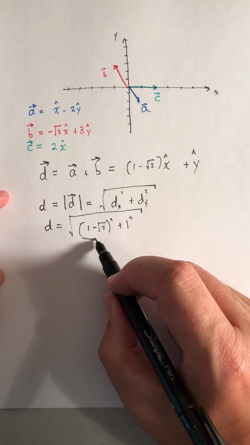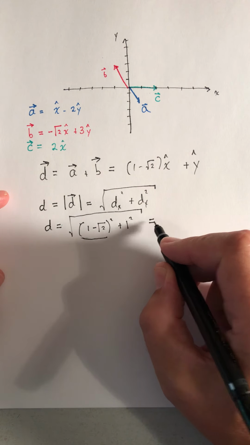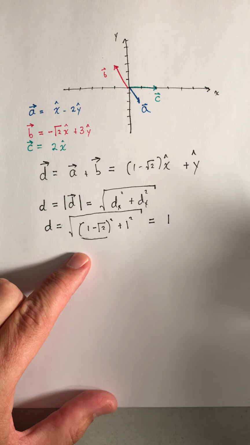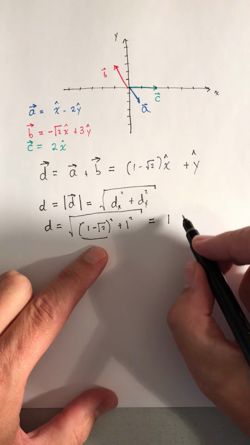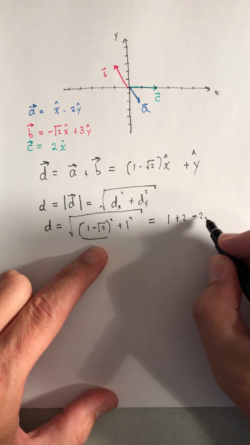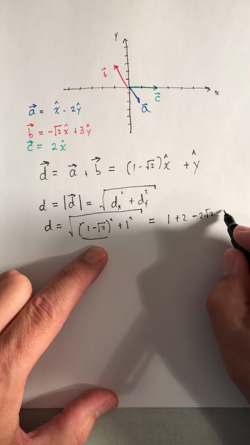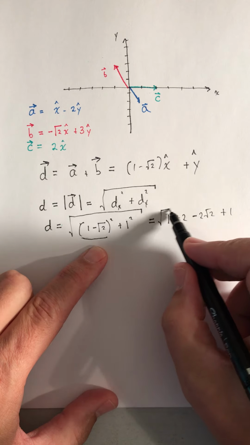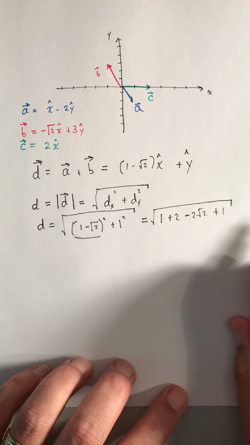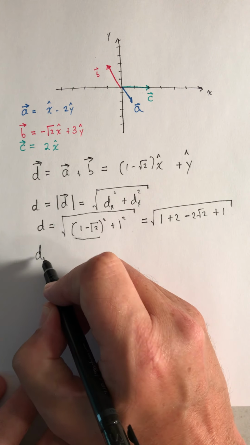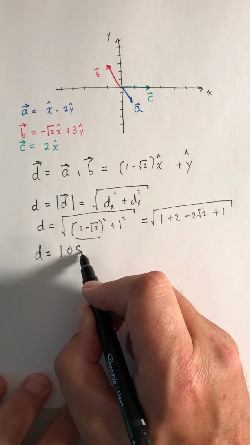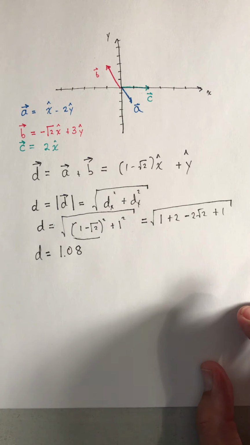So I expand out that term. 1 squared gives me a 1. Square root of 2 squared gives me a 2. And the cross term gives me a minus 2 root 2. I'm adding 1 from the y component, and let me calculate that out: a magnitude of 1.08.